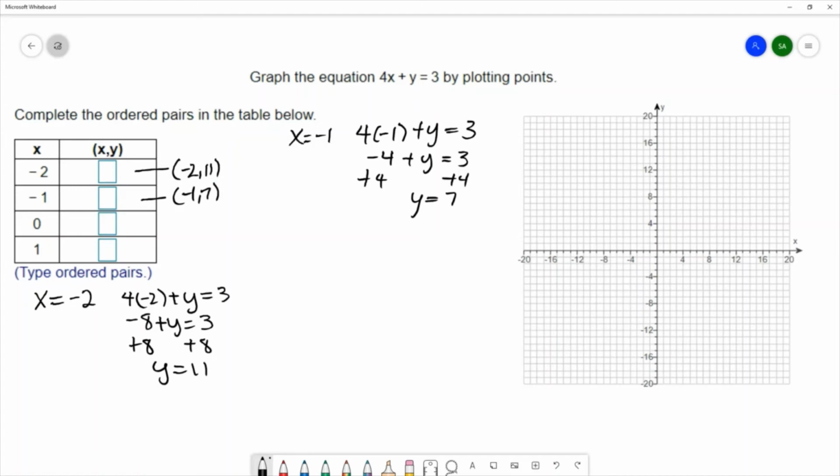Then I'll let x equal 0. Substitute 0 in for x to get 4 times 0 plus y equals 3. 4 times 0 is 0. And 0 plus y is y. So we have y equals 3. And our third ordered pair is 0, 3.